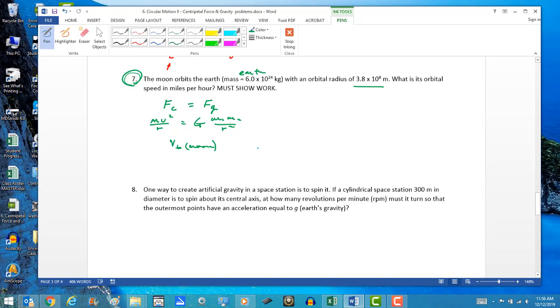The question is asking for the speed in miles per hour. It's a little over 2,000. It's between 2,000 and 2,500 miles per hour. So that gives you the actual speed of the Moon going around the Earth.